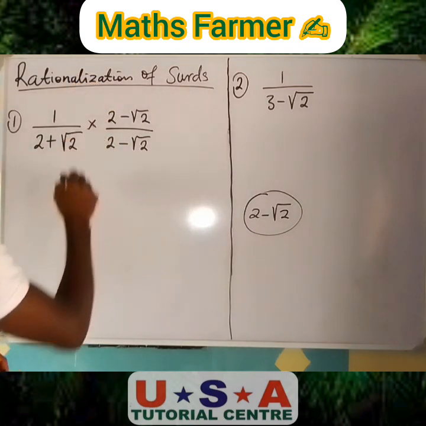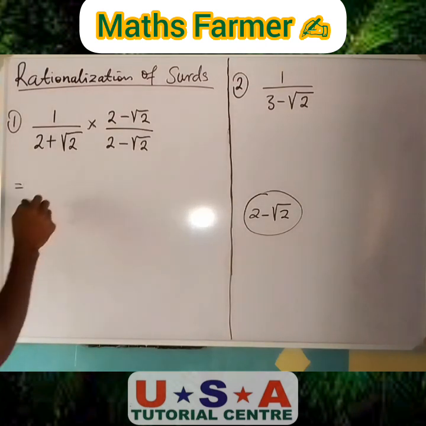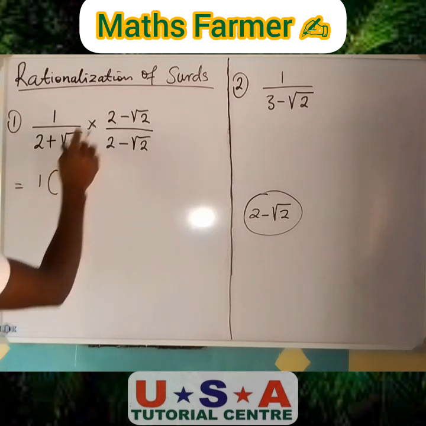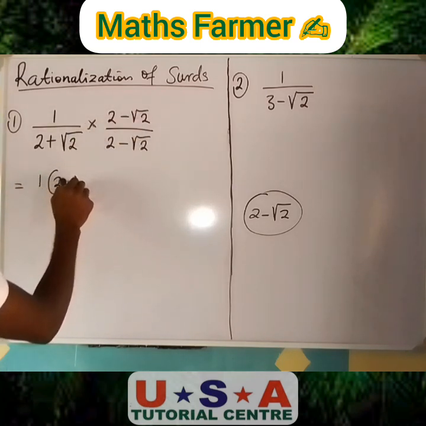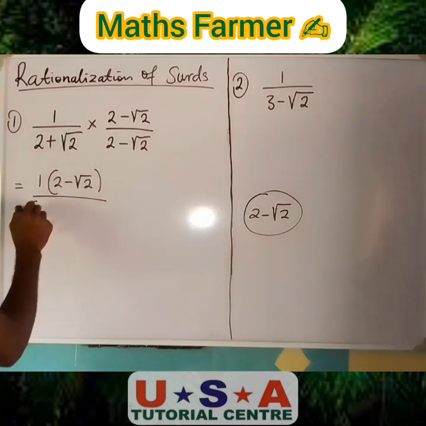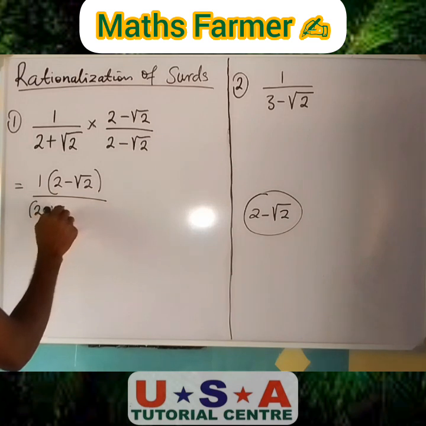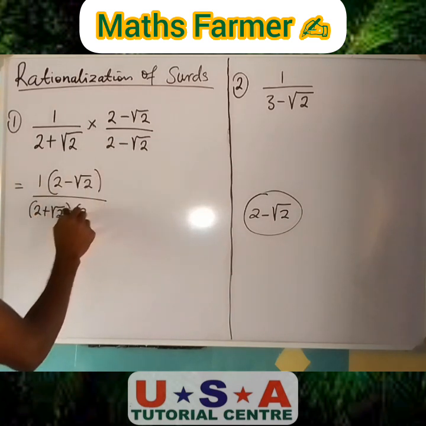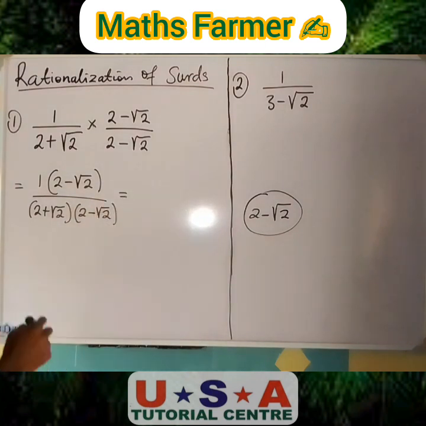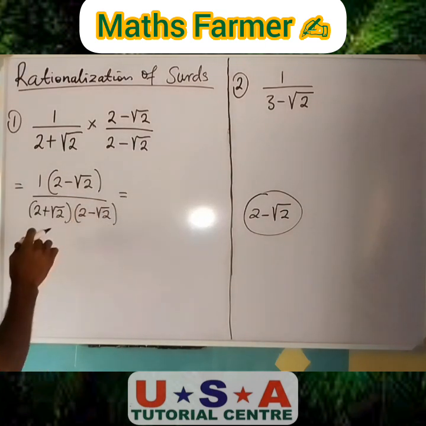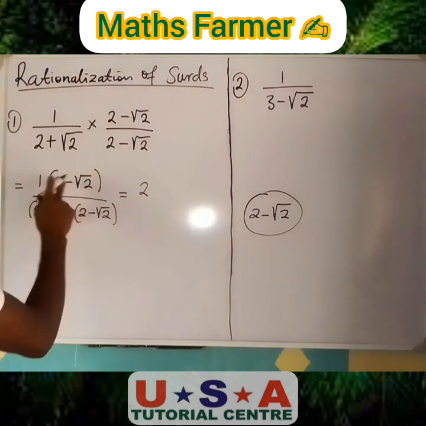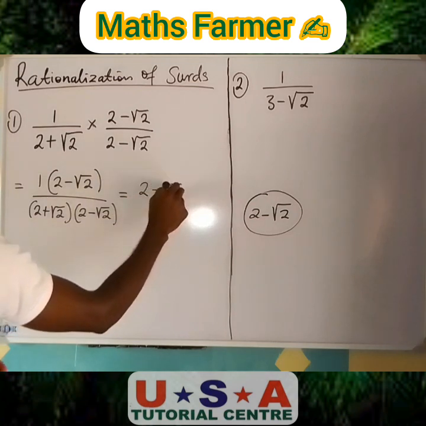So now, moving again, what we are going to have here is 1 multiplying 2 minus root 2, all divided by 2 plus root 2 multiplying 2 minus root 2. What this implies is that we are going to expand. Normally, 1 times 2 here is 2, and 1 times root 2 here is root 2.